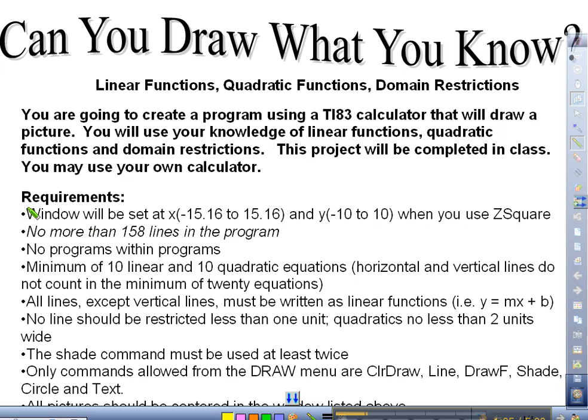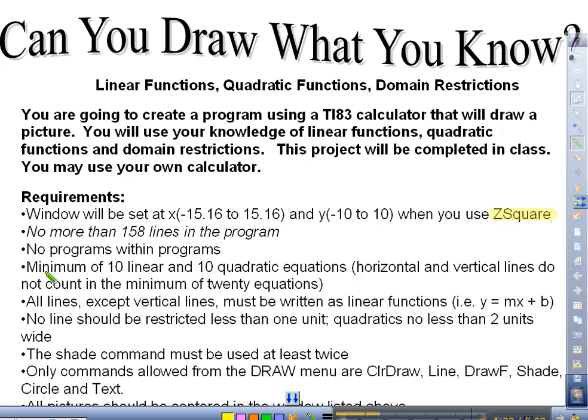All right, here's requirements. The window will be set at, and here's your X min and your X max, and your Y min and your Y max when you use the Z-square. And I'll show you how to do that later in the programming here. No more than 158 lines in the program. I've never had a problem with that. No programs within programs. Never had a problem with that.